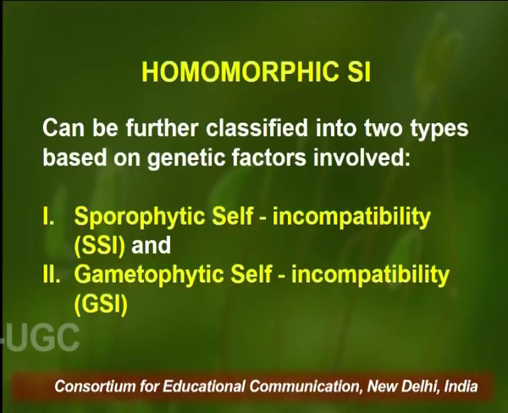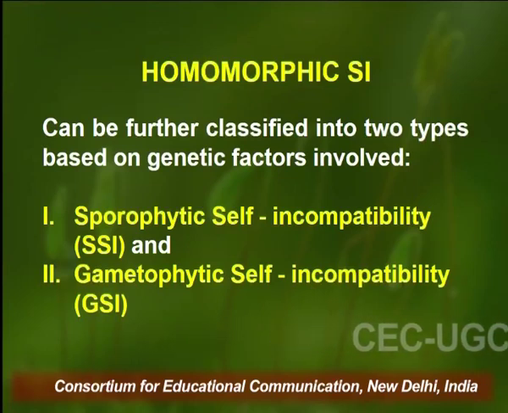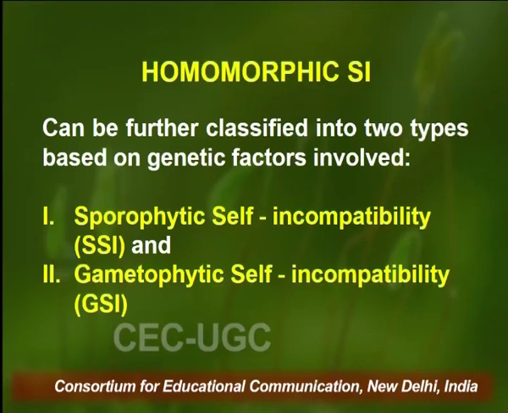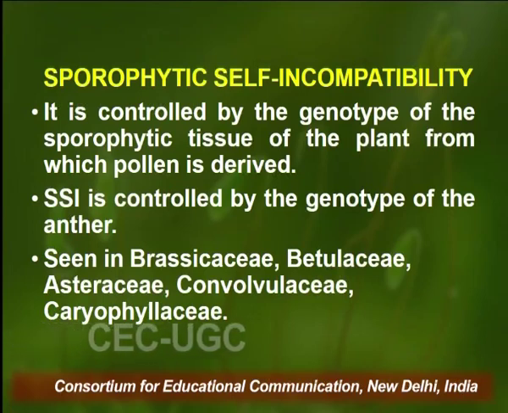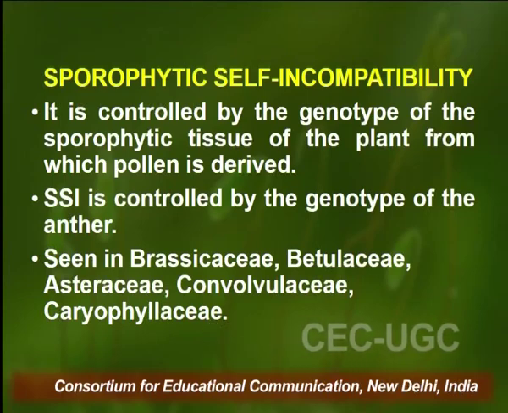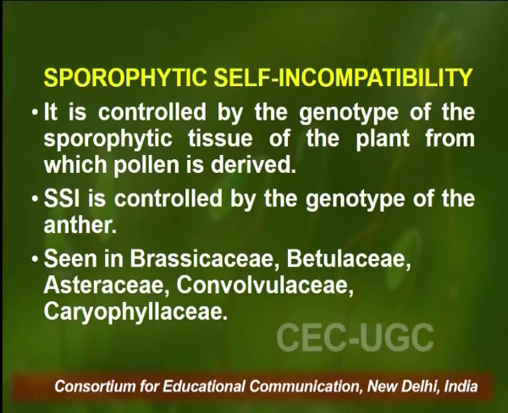Now, homomorphic self-incompatibility is further classified into two types based on the genetic factors which are involved. First is the sporophytic self-incompatibility, which we term as SSI, and there is gametophytic self-incompatibility, which is in short called the GSI. Sporophytic self-incompatibility is controlled by the genotype of the sporophytic tissue of the plant from which the pollen is derived. So you know that pollen is derived from the anther. So sporophytic incompatibility is controlled by the genotype of the anther, seen in Brassicaceae and other families.